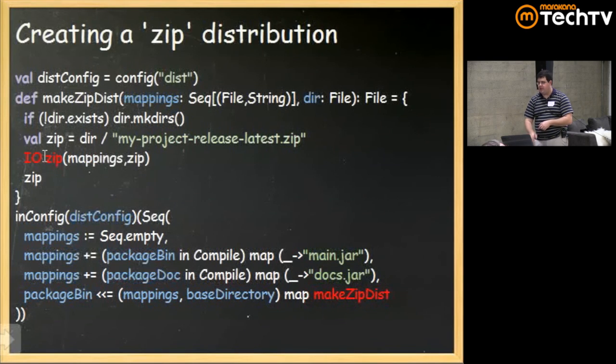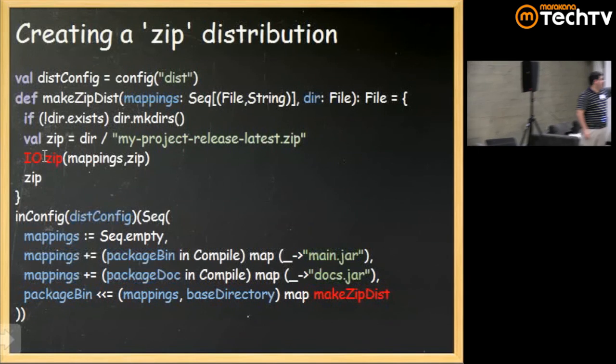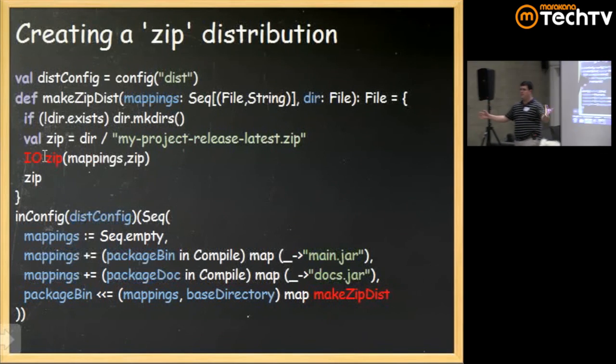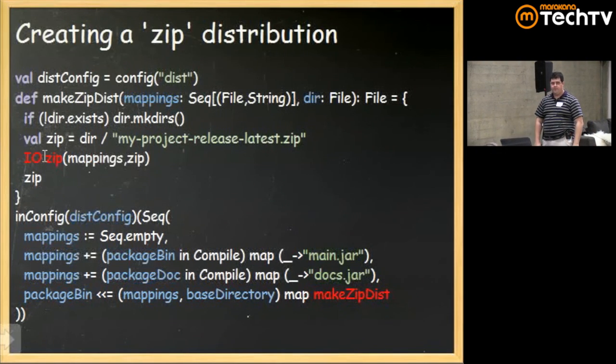And then I use SBT's IO class and call zip, and I pass in mappings and the resulting zip file, and it will zip everything up for me. And then I return the zip file.